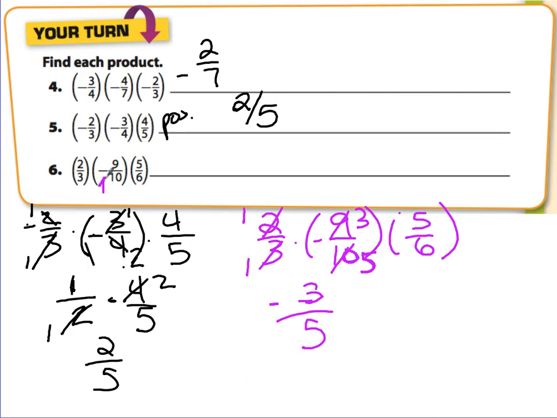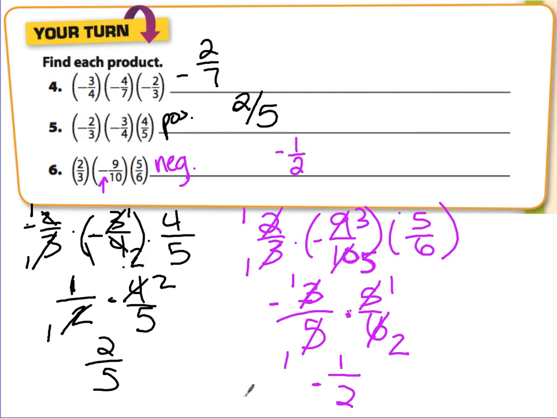Okay, and since there's only one negative here, I know my answer should be negative. I should have checked that first. And now I have negative 3/5 times a positive 5/6. 5 and 5 are both divisible by 5. 3 and 6 are both divisible by 3. Here I get 1. Here I get 2. 1 times 1 is 1. 1 times 2 is 2. And my answer is negative because I have a negative times a positive. So my answer is negative 1/2.